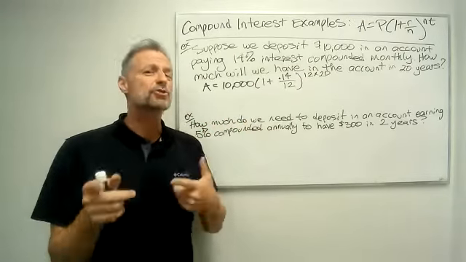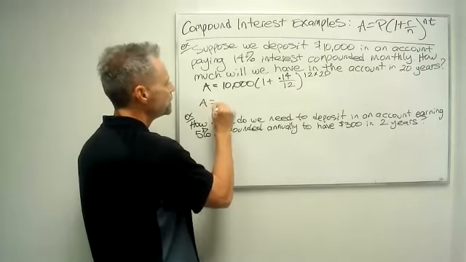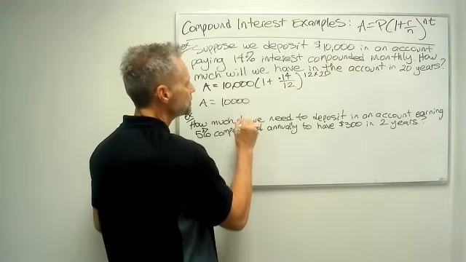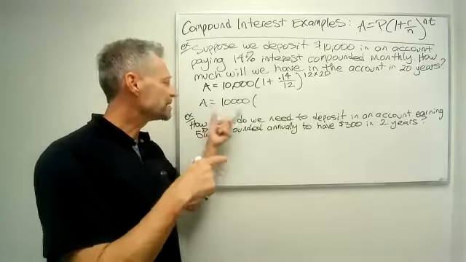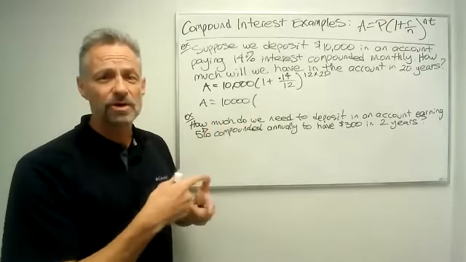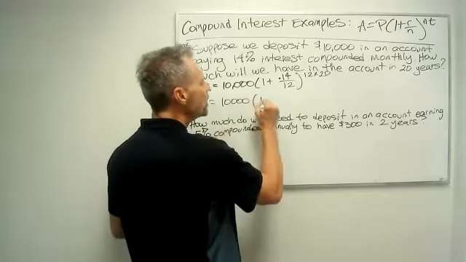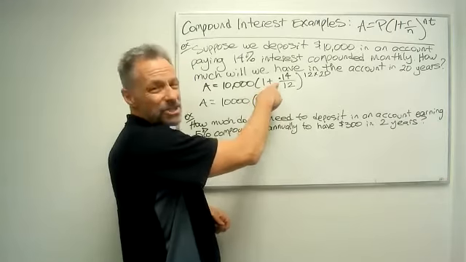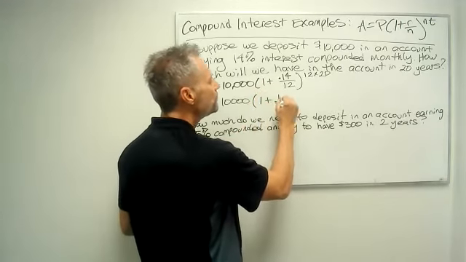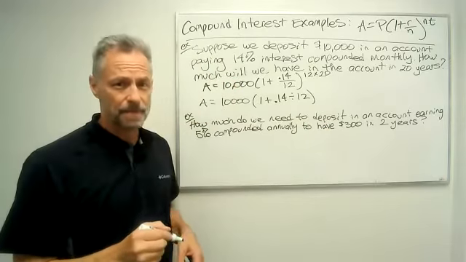Now, a couple things to talk about when you plug this in your calculator. Here's what I'm going to do. I'm going to plug in the 10,000. I can just put the left parenthesis. The calculator knows if you put a number then a parenthesis, it's going to multiply because there's no other operation there. So it's going to multiply automatically. 1 plus, now my calculator doesn't have a fraction key, so I'm going to put 0.14 divided by 12, then close my parentheses.